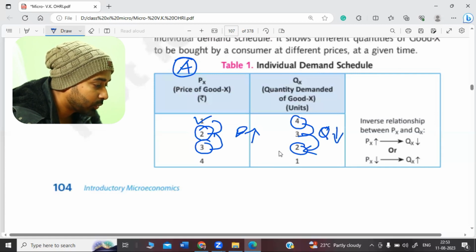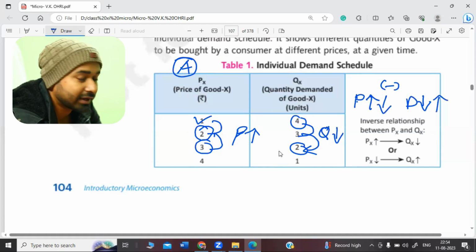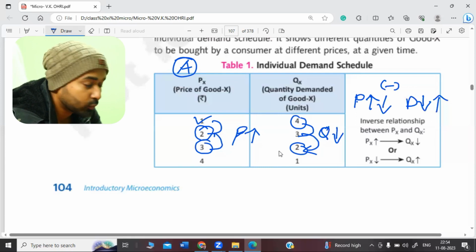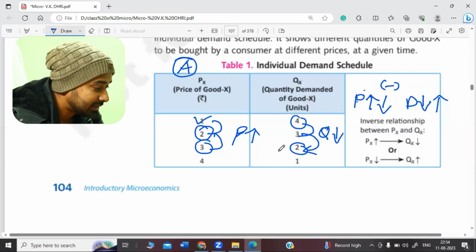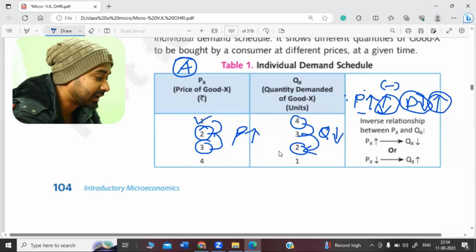Simple. Now I am going to give you one point: anytime you find in economics that one variable increases and the other decreases, it is known as a negative relation. Similarly, if one decreases and the other increases, that is also a negative relation. That means they move in opposite directions. Here you can find that the price increases, quantity demanded decreases, or the price decreases, quantity demanded increases. So this is known as the negative relation between price and demand.